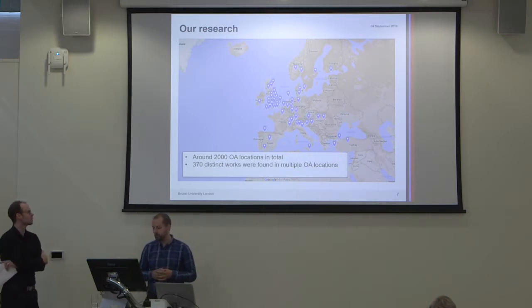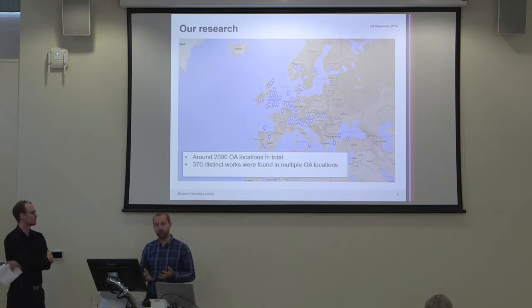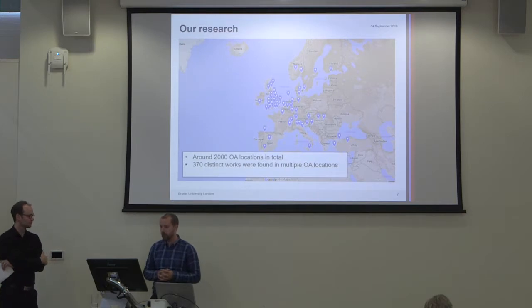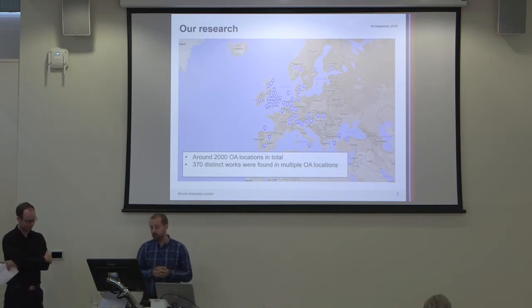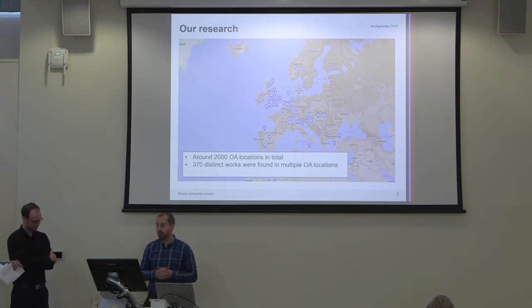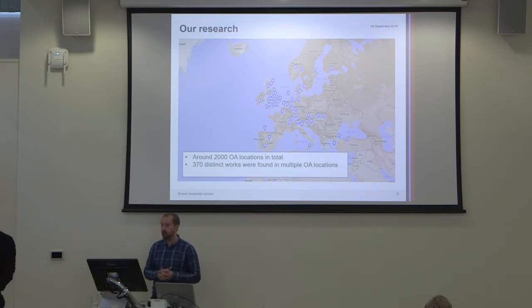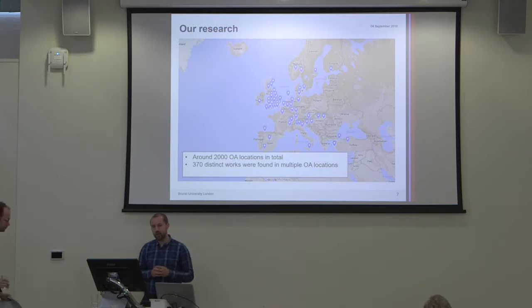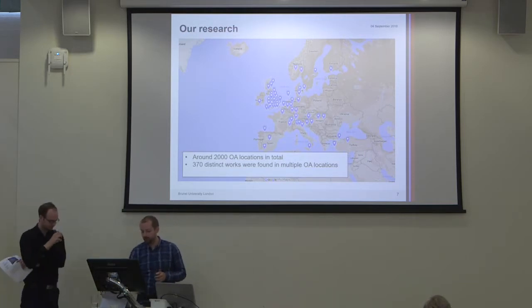The data here shows repository hosts that we found via the CORE service, that's a popular acronym. The data includes coordinates specifying the physical location of the repository and the research output. In our results, we found at least 370 distinct works replicated in multiple OA locations. We think this is quite interesting and revealing when placed in that wider policy context, and this data gives us a general idea of the scale of international collaborations.